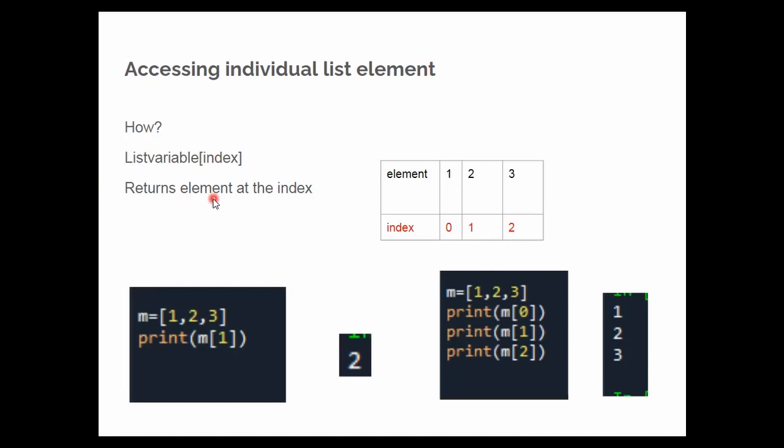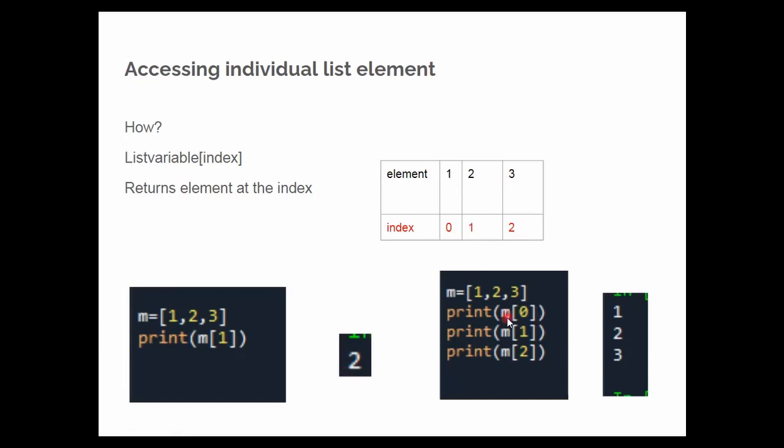It is going to return the value which is present. So what is present in index 2? The number 3 will be present, so it's going to display the value 3. Here, print m of 1. What is present at index number 1? At index number 1, value 2 is present, so it is going to display 2.